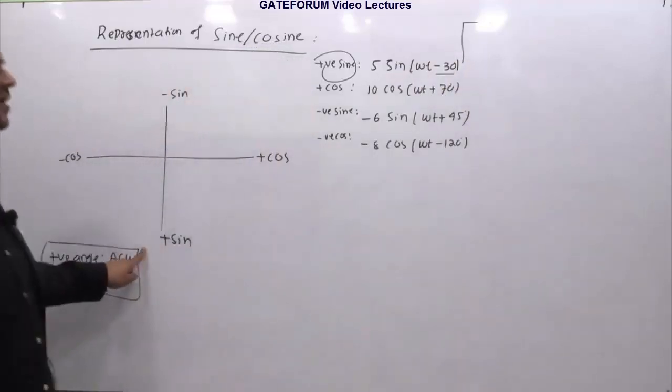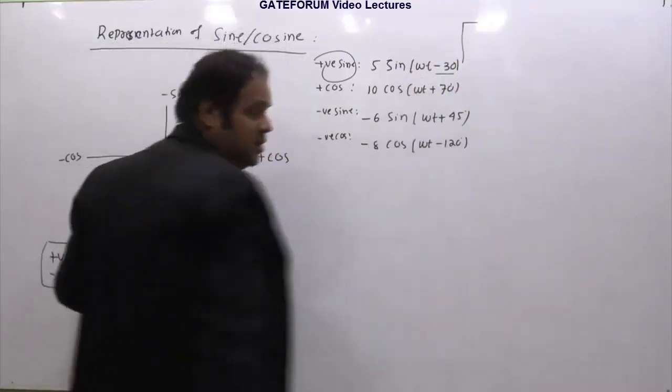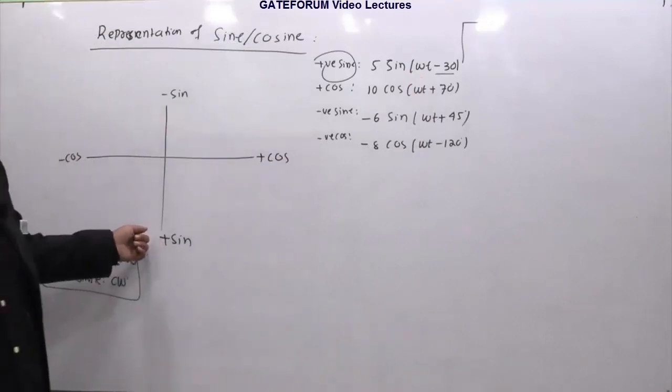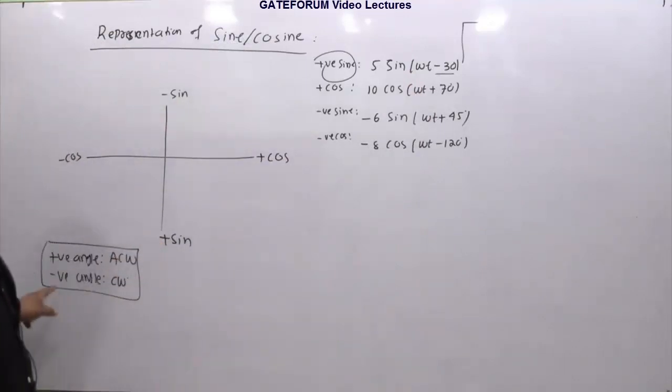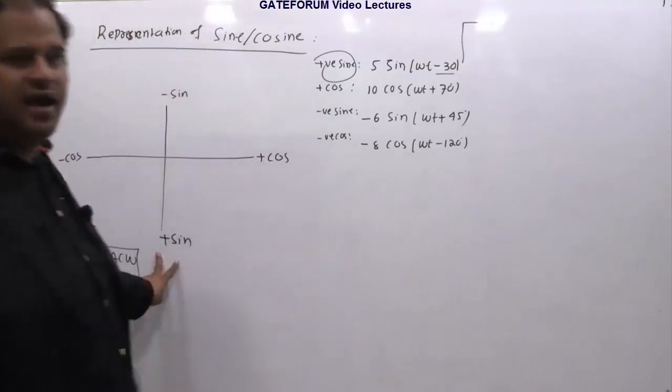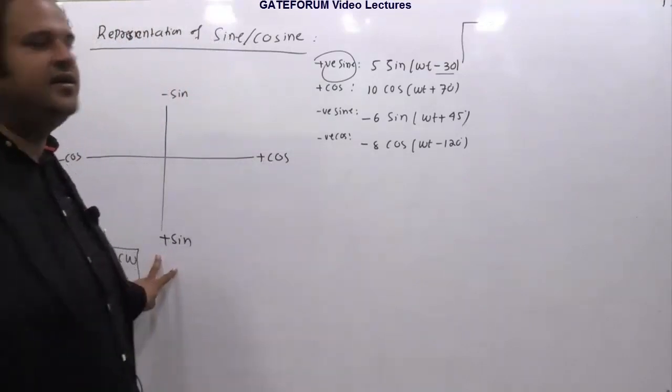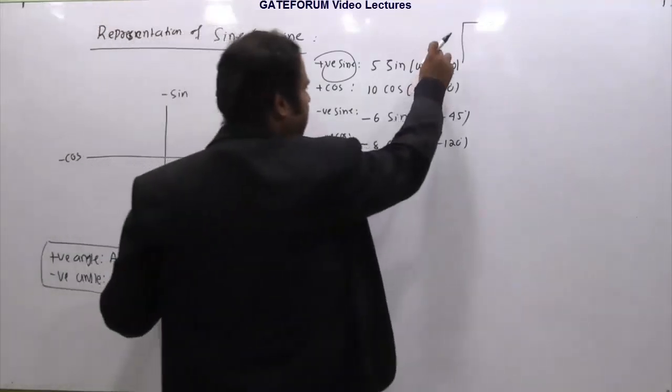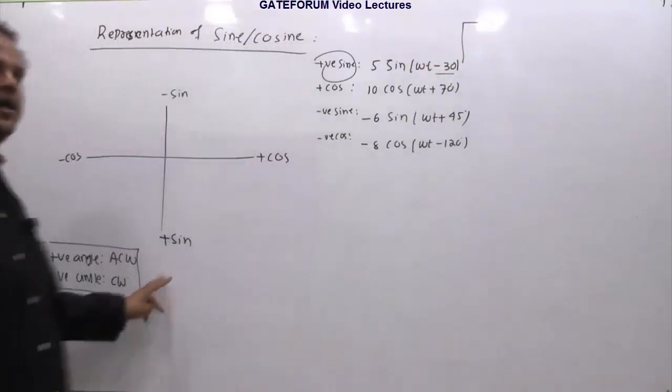So from here, because this angle is negative, you should move 30 degrees in the clockwise direction, because negative angle means clockwise, positive angle means anti-clockwise. Okay, so to plot this, I will take my reference as positive sine and move 30 degrees in the clockwise direction. If this had been plus 30, I would have moved in the anti-clockwise direction.